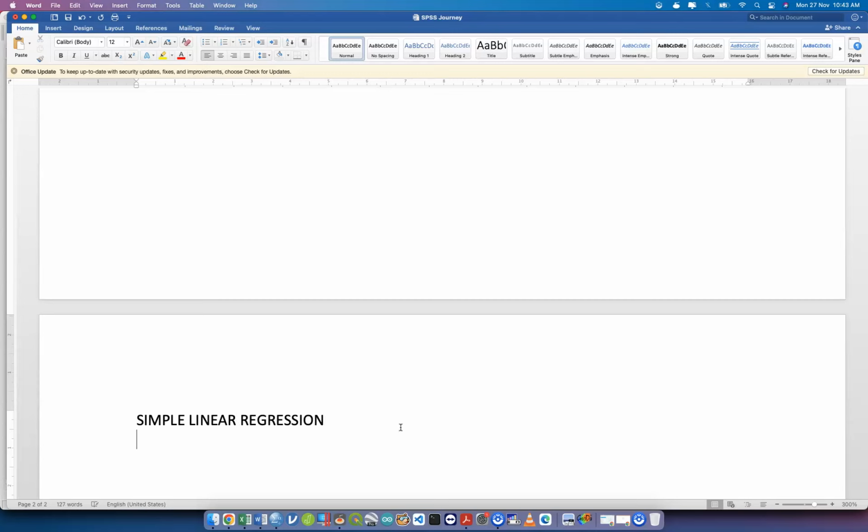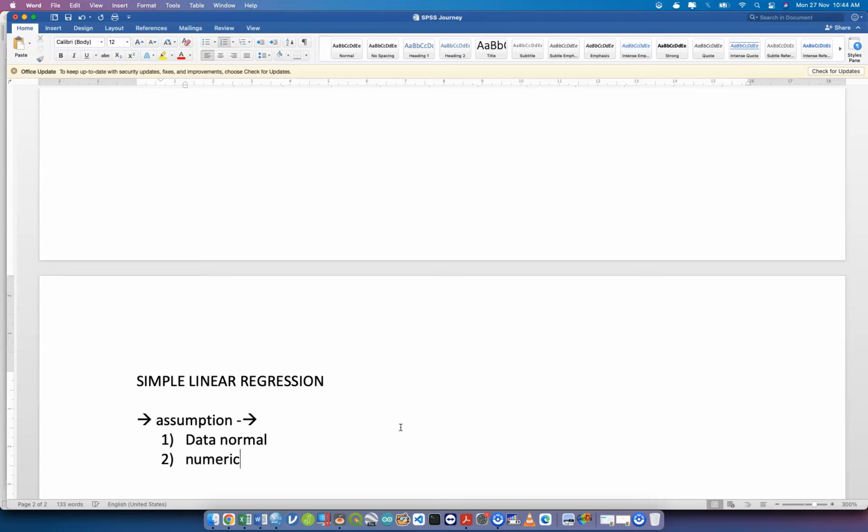So, first of all, you need to understand that simple linear regression requires certain assumptions. What are the assumptions that simple linear regression relies on? The assumptions are as follows. First of all, data must be normal. Second, data must be numeric for IV and DV. And then, dia mesti mematuhi, it must comply with the heterogeneity. Heterogeneity means that the data must not have homogeneity effects. Homogeneity or variance must be good lah.